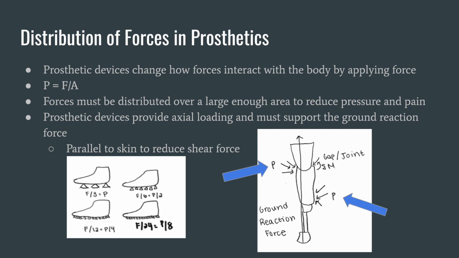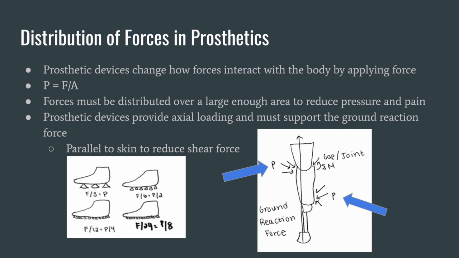One role of lower limb prosthetics is to provide axial loading, which is the force produced when body weight pushes on the ground. If a prosthetist deems that an area is ideal for axial loading, then a large amount of force can be transmitted through it. And the forces are usually provided parallel to the skin, which reduces shear force, and the prosthetic device must be made strong enough to hold this weight.